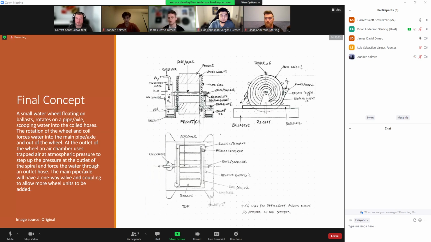For our final concept, we decided to go with the ballast spiral approach for the secondary pressure generation system. A small water wheel designed to be small enough to be wieldable and easy to install, with the ultimate intention of also being modular for expanded capacity. It floats on ballasts and rotates due to the flow of the river, scooping water into a hose, which then travels to a main line and then into an air chamber secondary pressure system.